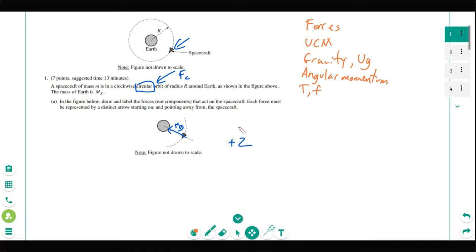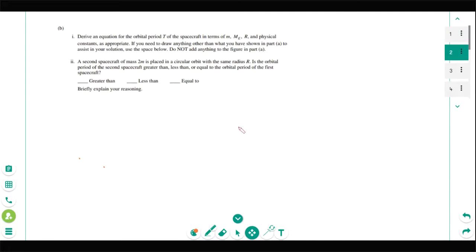Okay, moving on to part 2. All right, so part 2, we're supposed to derive an equation for the orbital period T of the spacecraft in terms of those quantities. All right, so let's start off here. I've got a spacecraft going in a circle around the Earth. I've got a force pointing towards the center.